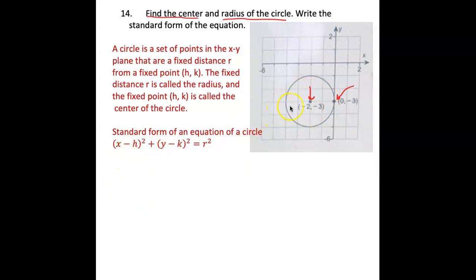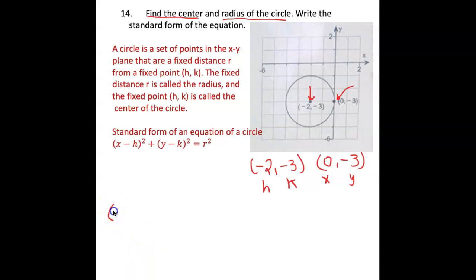So let's substitute these values. We can go ahead and label it. So we have negative 2, negative 3 as (h, k), and then we have 0, negative 3 as (x, y). So then let's go ahead and do the substitution.